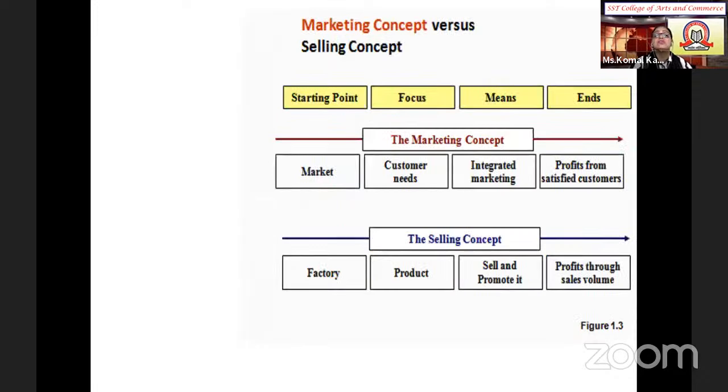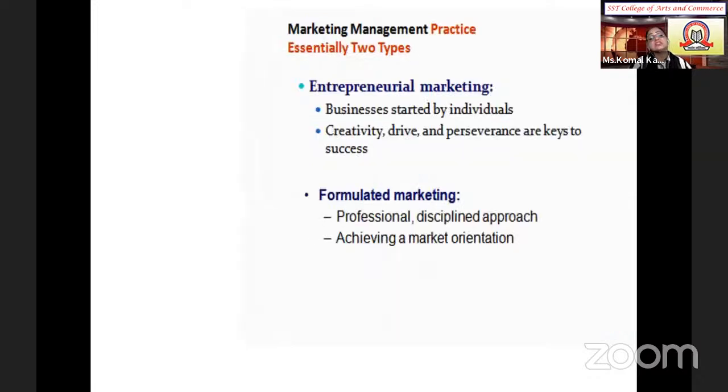Marketing concept was the selling concept, we all are aware. Selling is simply selling the product, promoting it for the purpose of profits, and marketing concept is producing something which is being demanded by the customers, resulting in profits and satisfaction amongst customers. Here, customer-centric marketing is being done.